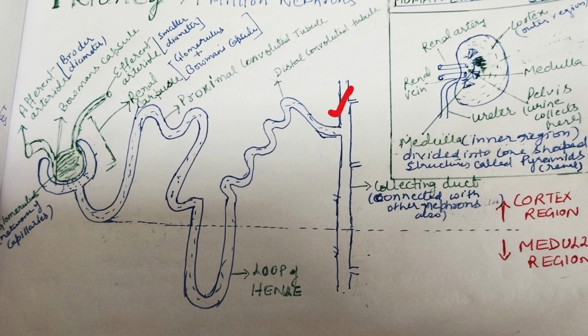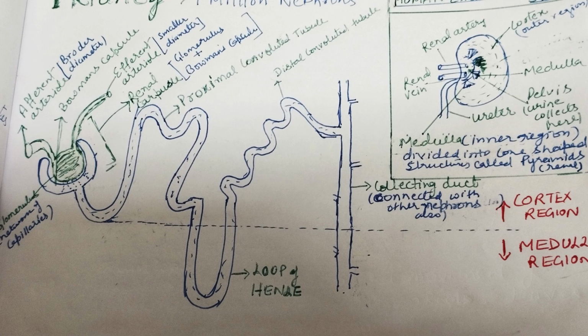The renal tubule is connected to the collecting duct, where other nephrons are also connected. Urine formed after the process of selective reabsorption in the renal tubule flows into the collecting duct, which further flows into the pelvis area of the kidney, and from there it flows to the ureter. From the ureter it goes to the urinary bladder. This is how a nephron works, like a filtering unit of a kidney.